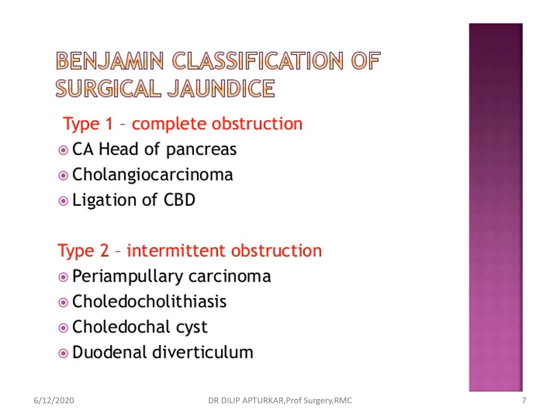Now according to Benjamin, we can classify surgical jaundice as type 1, type 2, type 3, type 4. Type 1 is complete obstruction, for example, carcinoma of head of pancreas, cholangiocarcinoma, ligation of CBD. It will give rise to complete obstruction which can present with acute obstructive jaundice, complete jaundice, progressively increasing the bilirubin.